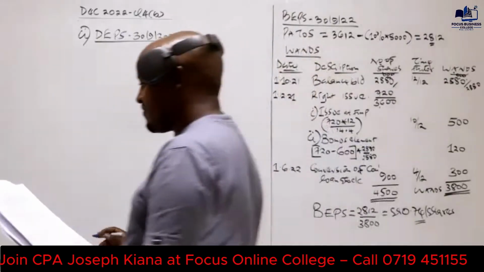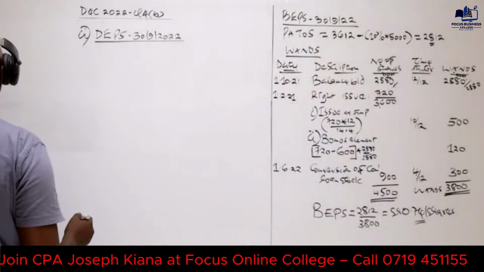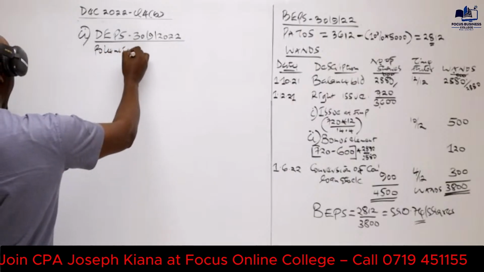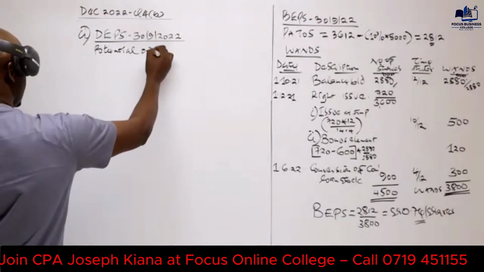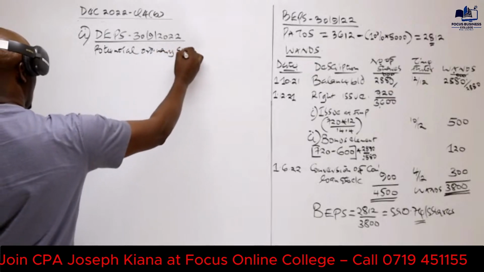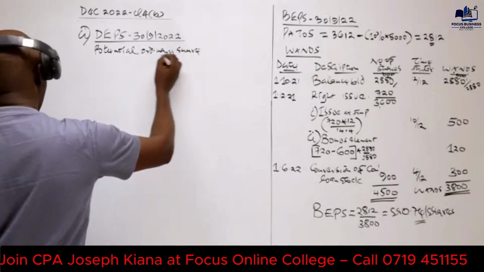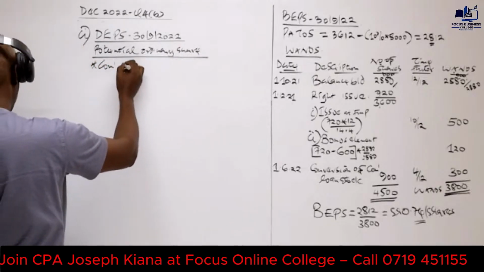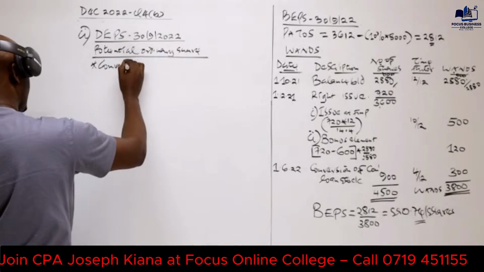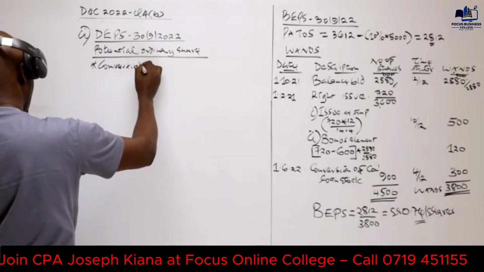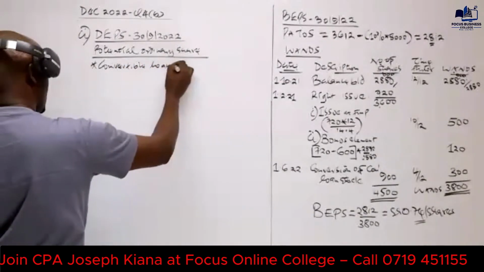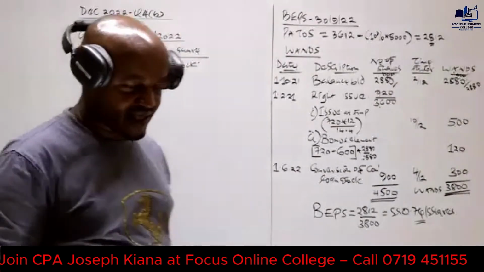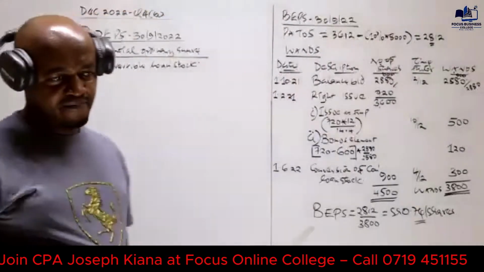In our case, what we have is the convertible loan stock in note number 4. So in this case, we only have one potential ordinary share. What we have in note number 4, and that is the convertible loan stock. That is basically the only potential ordinary share.